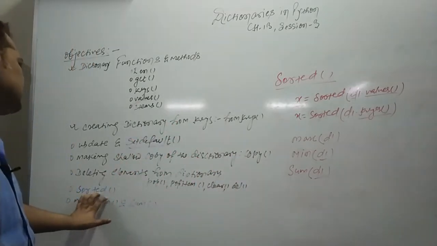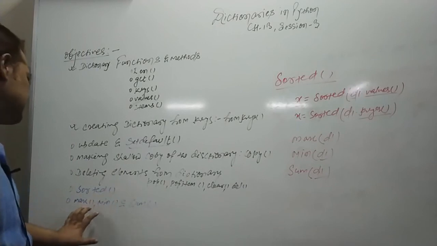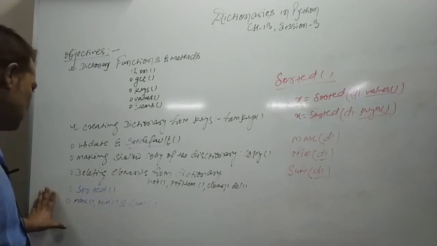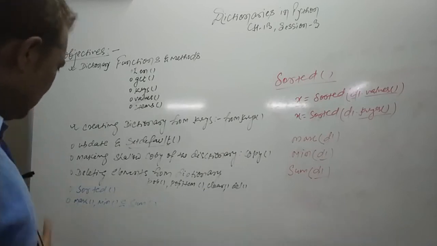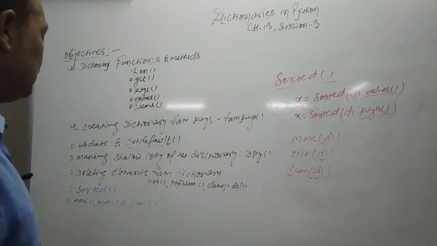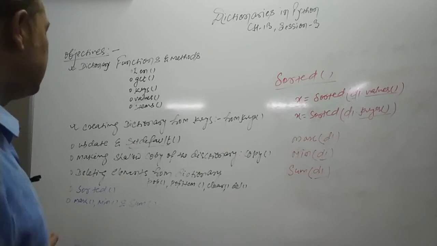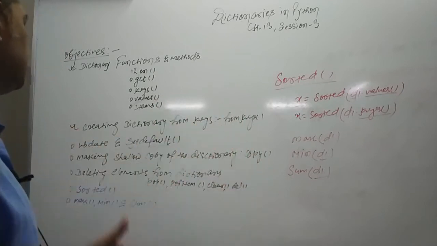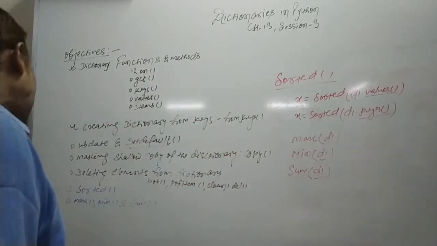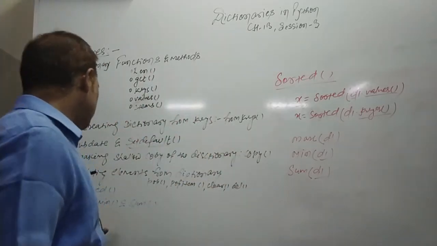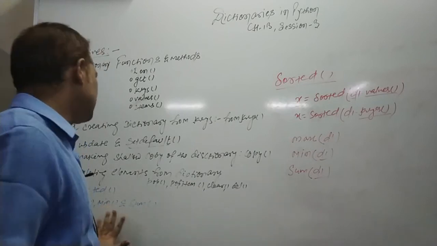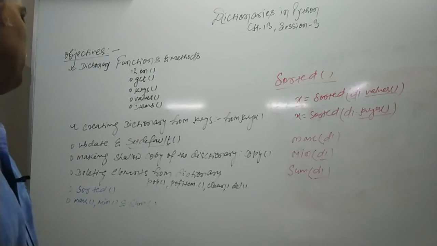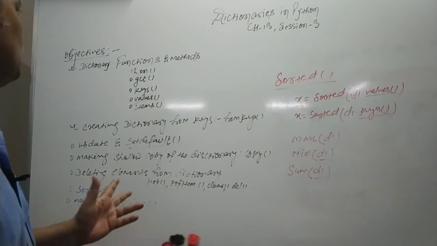And the sorted method helps us to sort a dictionary on the basis of its keys. That is what sorted is. So you have to use a variable name, because it returns the sorted keys of a particular dictionary. So x equal to sorted(d1) will sort the keys of dictionary d1 and return them into x. Max will give you the maximum value of a dictionary, min will give you the minimum value, and sum will give you the summation of any dictionary that you pass as a parameter. I hope this is okay.